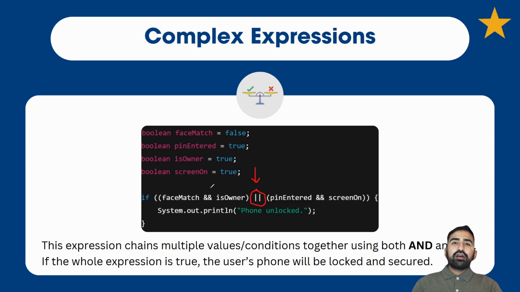So I'm gonna start. Let's see. I could either pick the left side expression or the right side expression. Let's go with the left side. So we have face match and is owner. This is a little mini expression. Both of them have to be true for the left side to be true. Let's check. Face match false. Oh, already, with the and, I already know it's not going to be true anyway. So I'm going to put a little X there. So this whole left side evaluated to false because face match was false.